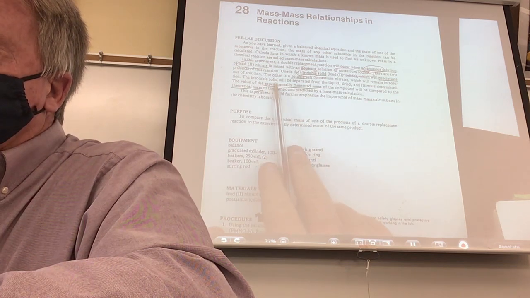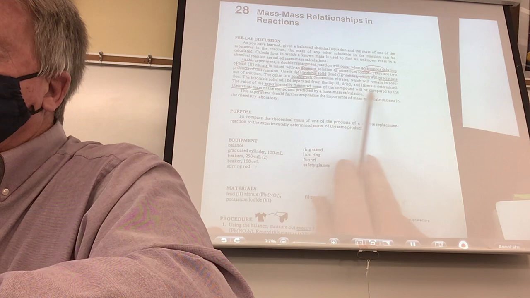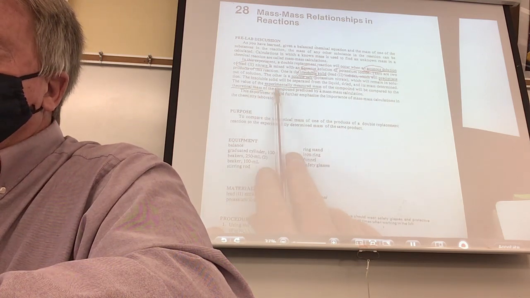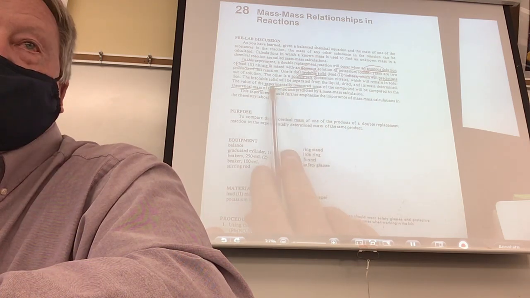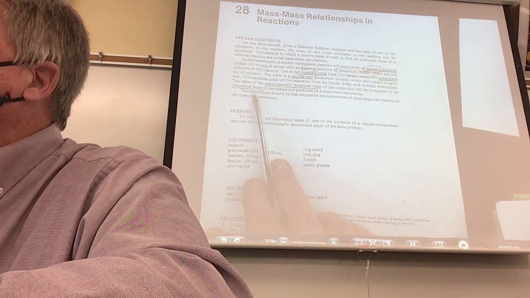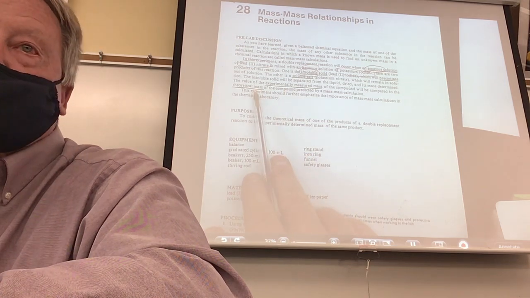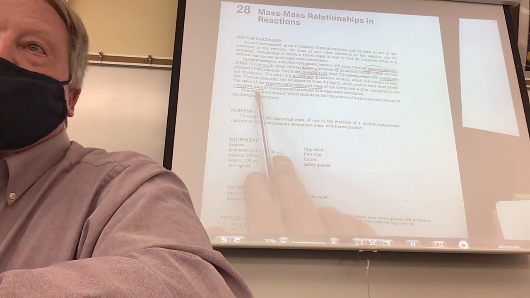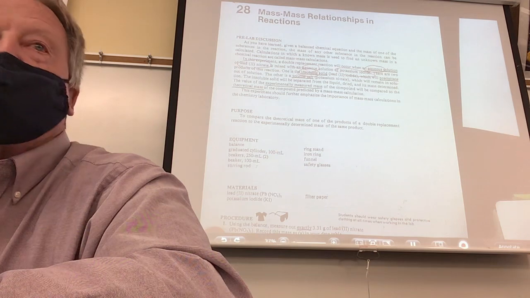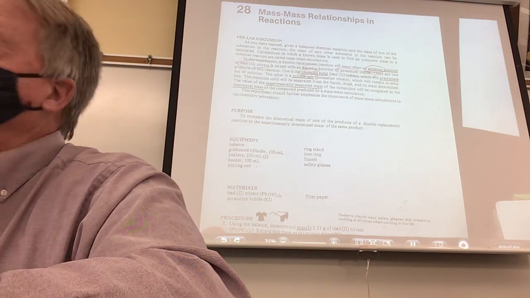The insoluble solid will be separated from the liquid, dried, and its mass will be determined. The value of the experimental mass will be compared to the theoretical mass. And what are you going to calculate there? What can you calculate when you have experimental mass and theoretical mass? Remember that? Experimental over theoretical times 100, what was that? Percent yield. So we're going to do a percent yield.